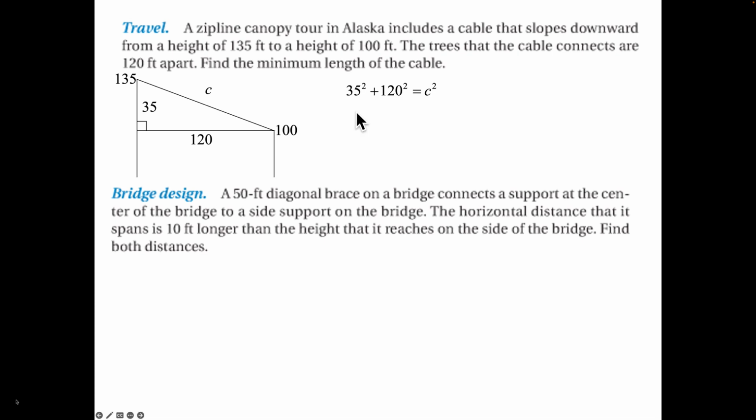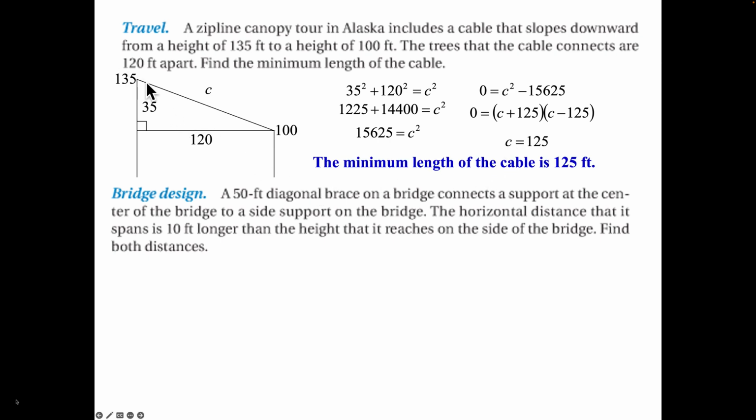Folks, this is just the Pythagorean theorem. 35 squared plus 120 squared equals C squared. Square the numbers, add them up. Okay, subtract over 15,625. This better be a perfect square, so take the square root of that. It's 125. You can't have a negative value, so C is 125. That's the minimum length of that cable right there.